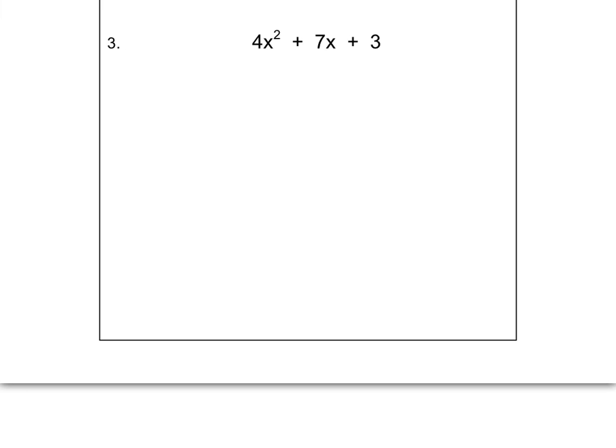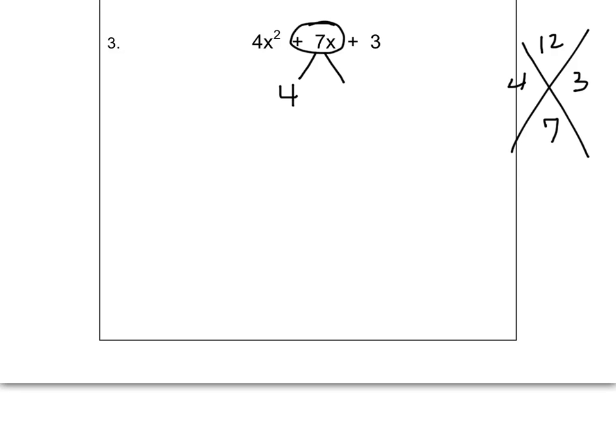Again, there's no number that goes into 4, 7, and 3, so I can't find a greatest common factor. So I need to take 4 times 3. A times C is 12. I need factors of 12 that add to 7. Okay? As I look at factors of 12 that add to 7, I know right away that's positive 4 and positive 3, so I'm going to take this guy here and make this a 4x and a 3x.